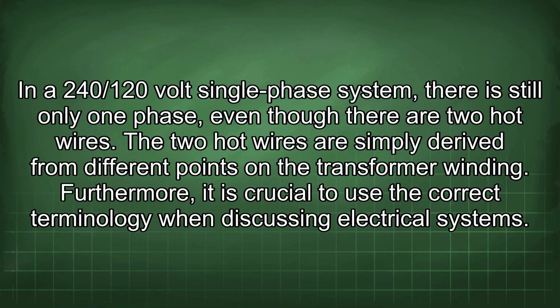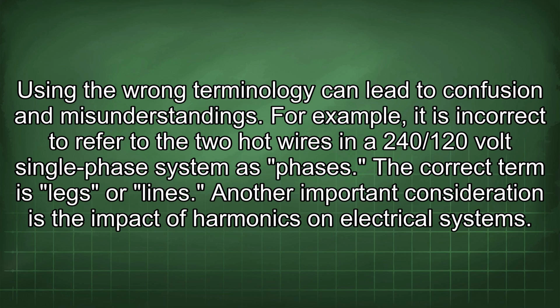Furthermore, it is crucial to use the correct terminology when discussing electrical systems. Using the wrong terminology can lead to confusion and misunderstandings. For example, it is incorrect to refer to the two hot wires in a 240/120 volt single-phase system as phases. The correct term is legs or lines.